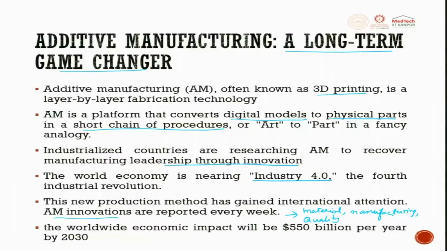Manufacturing methods are thought of, and here when we talk about manufacturing methods, we are thinking of high quality, higher speed, and assured output, which is what is now talked about, and a lot of innovations are happening. Topology optimization is one thing which is happening in the CAD itself. The worldwide economic impact will be around $550 billion per year by the year 2030.